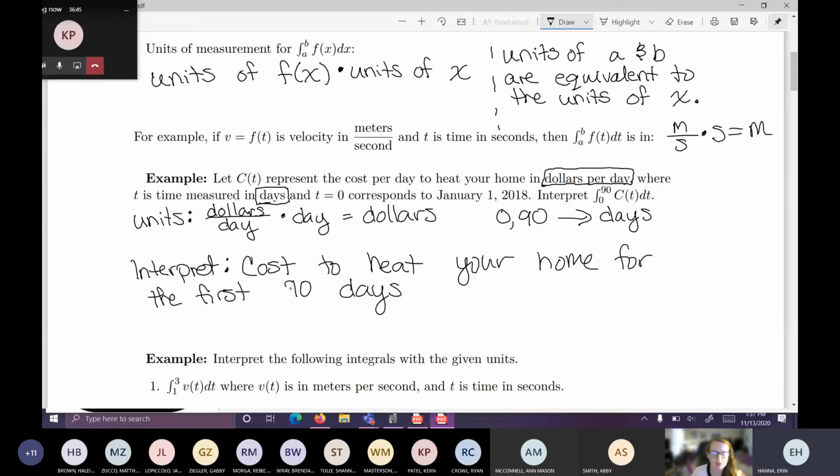So since this ends up being dollars, that should tell us that the final thing should be some kind of cost amount. And if it was telling us the cost per day to heat my house, this would tell me the total cost to heat my house. Well, to heat my house for how long? Well, that's where the bounds come into play. So it starts at day 0, goes to day 90. So that's where essentially the first 90 days is coming from.